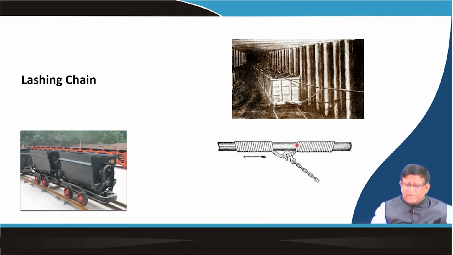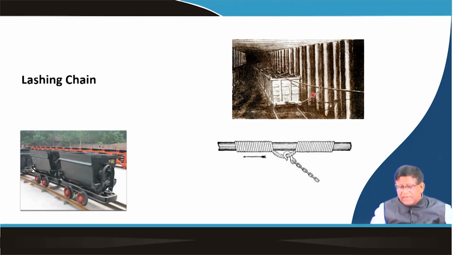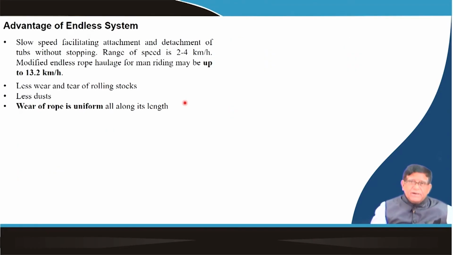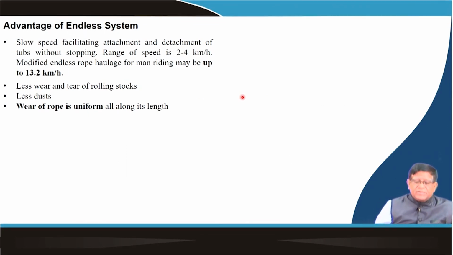And the lacing chain, you can see that this chain is the lacing chain, and that chain will come with a clip on the rope, it will be connected, and where the rope is moving, at the end you can easily lace it with that car. The mine car will have this type of lacing chain. Okay. So, the advantage of this system is its slow speed, facilitating attachment and detachment.